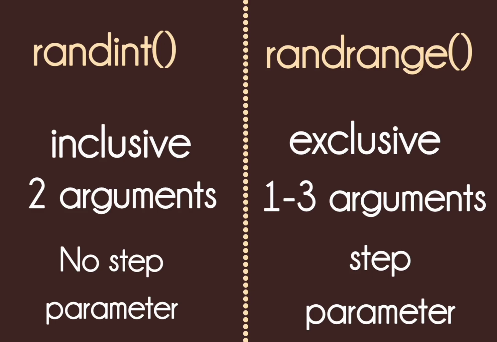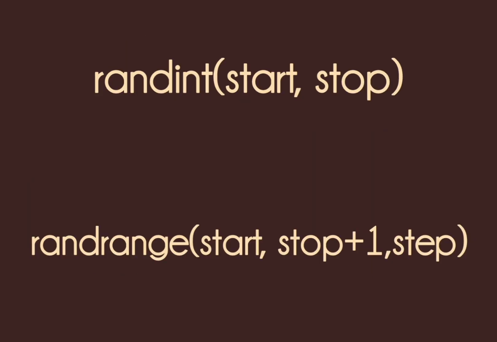Like we can give steps by using the randrange function. Now this is the format of both the functions. First we have to write the function name, and then inside the parentheses we will give parameters. So I have written randint and then in parentheses start comma stop. And you have to remember that the randint function includes both the parameters in the output.